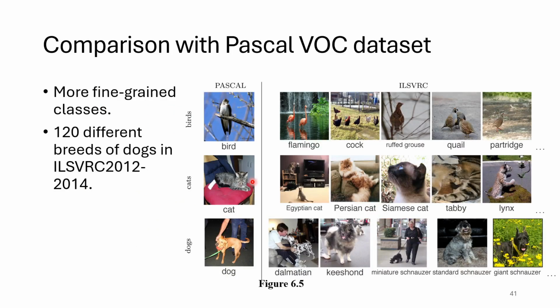And when ImageNet was released, Pascal VOC was the state-of-the-art algorithm. So they compare ImageNet with Pascal VOC, and they show ImageNet contains more fine-grained classes. For example, in Pascal VOC, there is only one class of bird, but in ImageNet, there are many different breeds of bird. Similarly, for cat and dog, there are many different kinds of cat and dog in the ImageNet dataset.